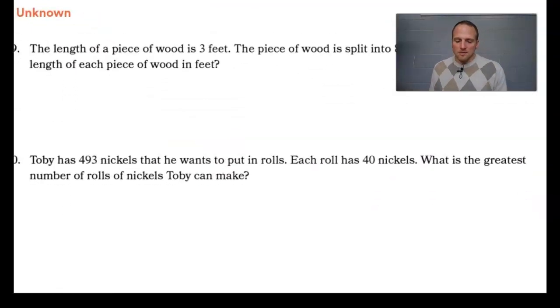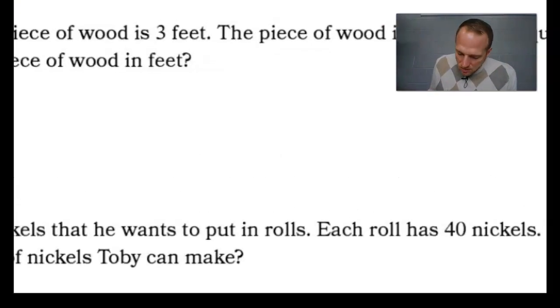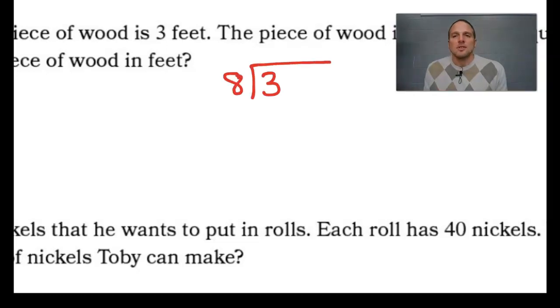Number 9. The length of a piece of wood is 3 feet. The piece of wood is to be split into 8 equal pieces. What is the length of each piece of wood in feet? Okay, so the wood is 3 feet long, and we split it into 8 pieces. Let's go ahead and divide this out.